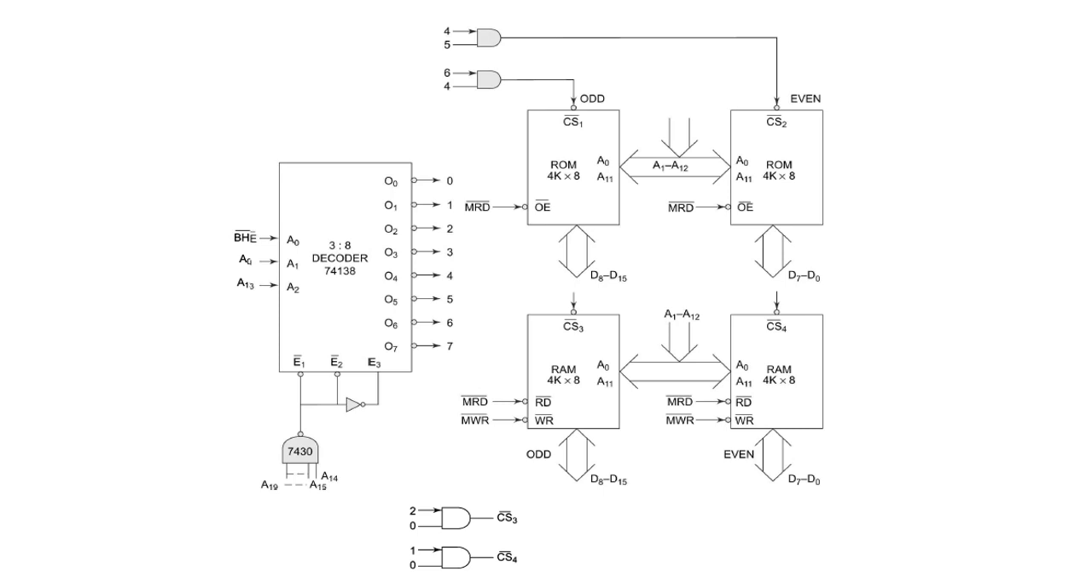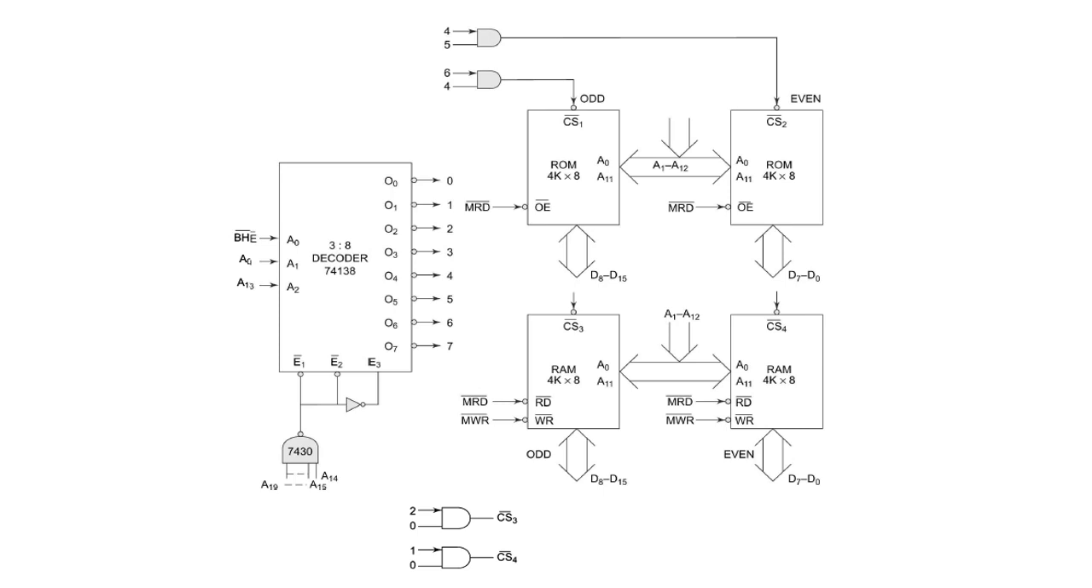Similarly, when A13 is 0, A0 is 1 and BHE bar is 0, in that case, the output of the decoder is the output 2. So we can see from the figure that the output 2 will enable the chip select 3. So chip select 3 is for the odd address memory bank of the RAM.